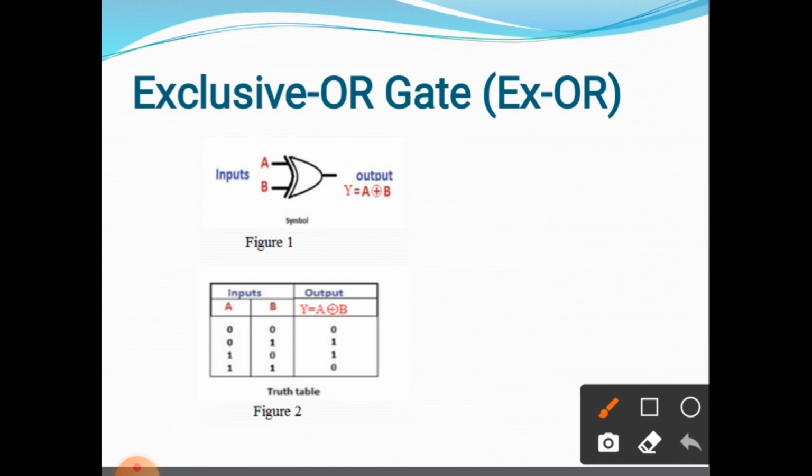Remember one thing in an XOR gate, the output of an XOR gate is low if and only if both the inputs are high or both the inputs are low. Look at this condition, both inputs are high, then output is low, and both inputs 1 1, then output is 0.